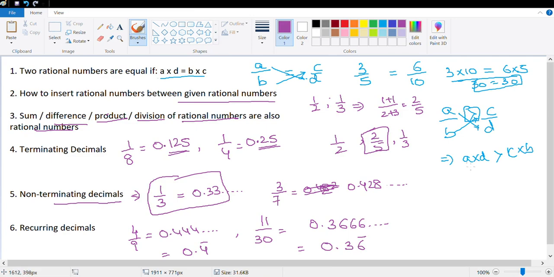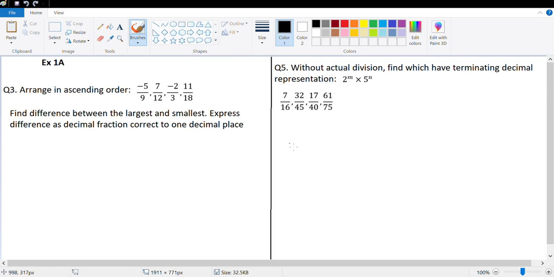So these are certain other properties of rational numbers. Let's look at some questions from the exercise. Okay, so we need to arrange these in the ascending order.